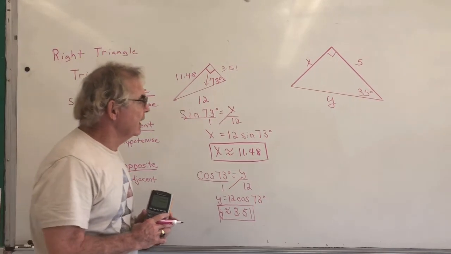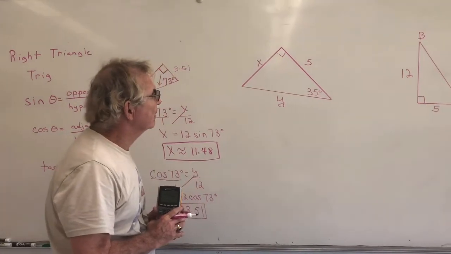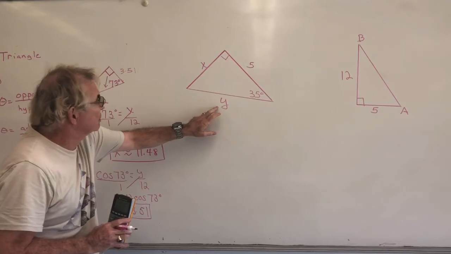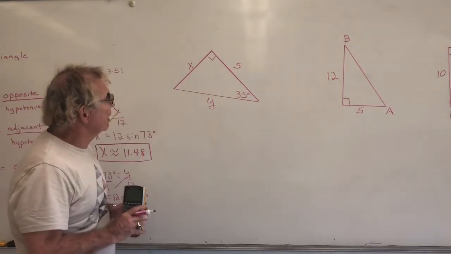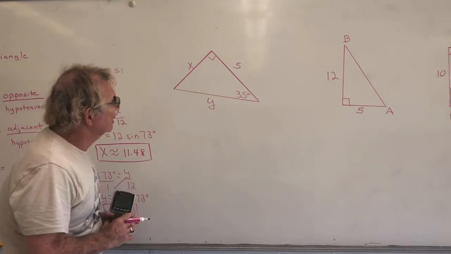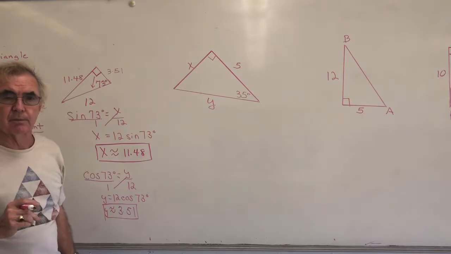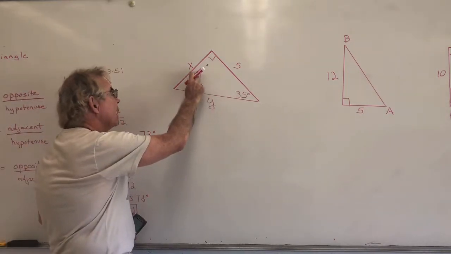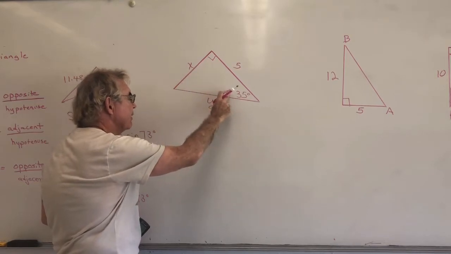Now problem 2 is identical, except we don't use the same trigonometric function. In this case, notice we're not given the hypotenuse. Remember, the side opposite the 90-degree angle is the hypotenuse. So if we're not given the hypotenuse, we need to start off with the tangent. We want to find x. X is opposite 35 degrees.